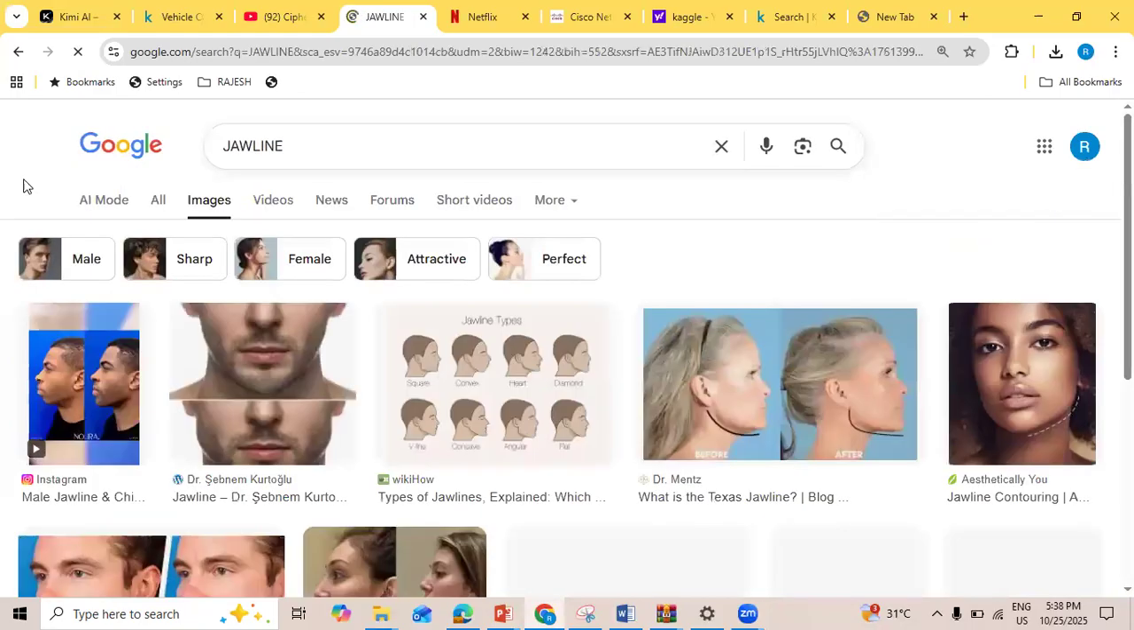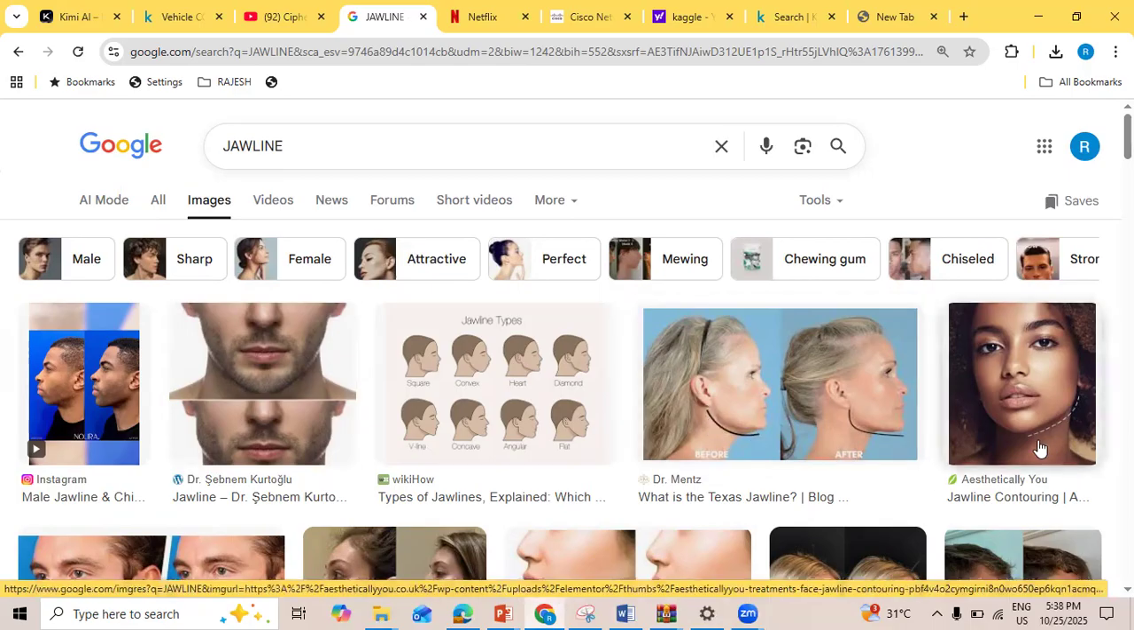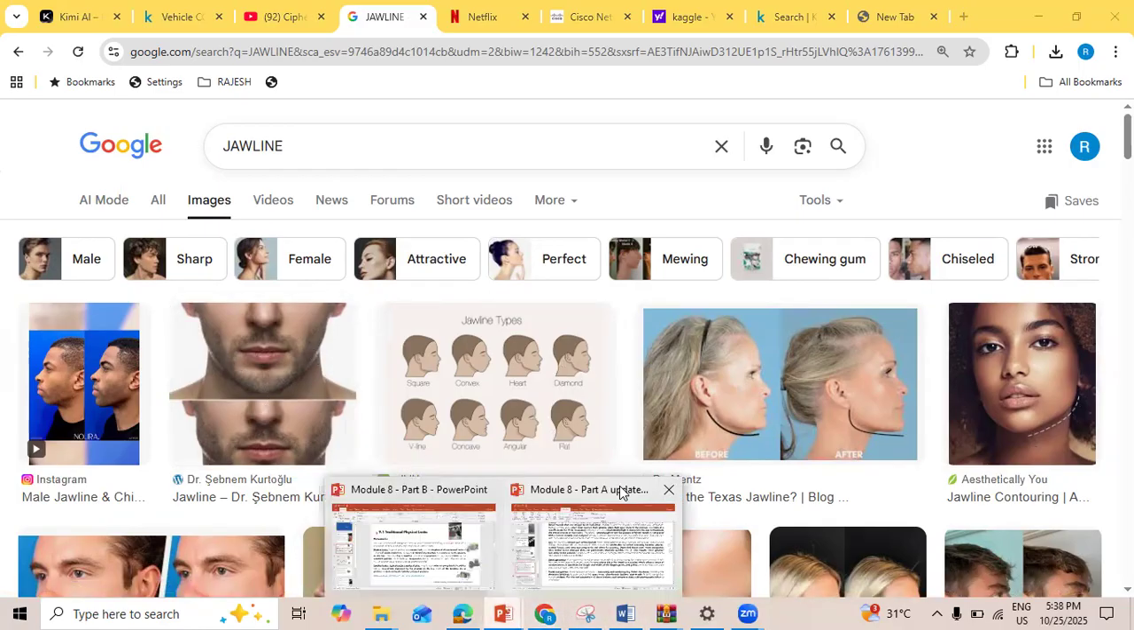Jawline. This one. This is jawline. Okay, jaw. This line is jawline. Everyone will have different jawlines. So when you're doing face scanning, all these things are being verified.